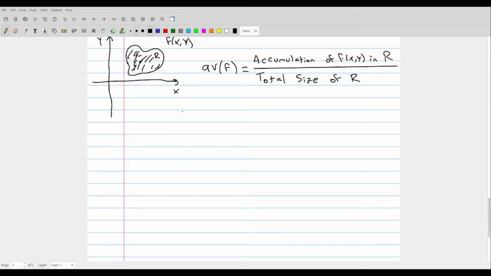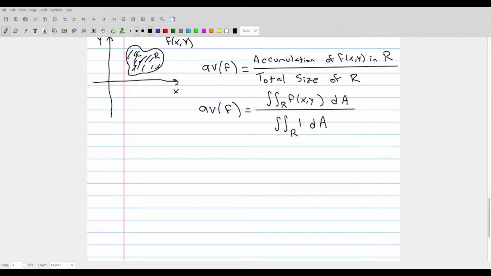Both of which we can actually evaluate, which is very nice, using the double integral. Specifically, the average value of f is equal to the accumulation of the function, which is just the double integral of the function over the region R, divided by the size of a two-dimensional region, which is the area of that region, or as we showed last lecture, just the double integral of the constant function 1 over that region.